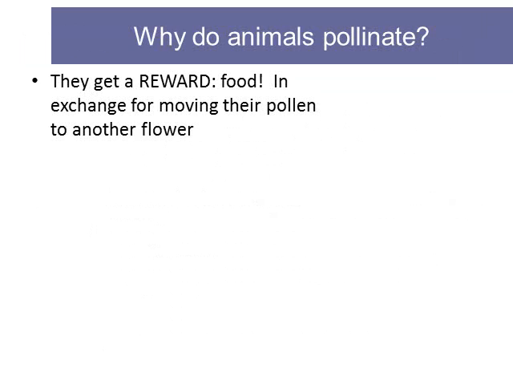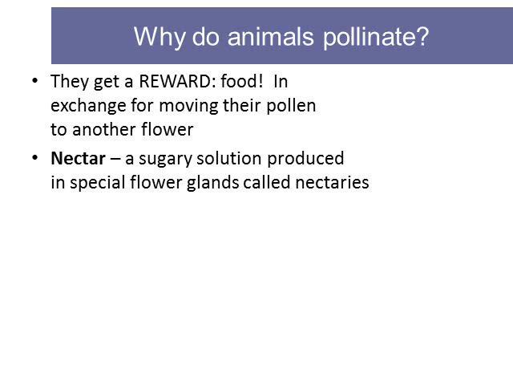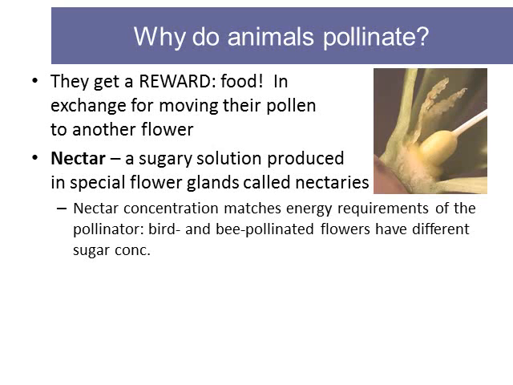So why do animals pollinate? Well, they get a reward in exchange for moving their pollen to another flower. That reward is nectar, a sugary solution produced in special flower glands called nectaries. You may have seen hummingbirds trying to get nectar out of these very deep flowers. Nectar concentration matches the energy requirements of the pollinator. So bird and bee pollinated flowers have different sugar concentrations than each other. A bird will maybe have a higher sugar content, while the bees will only have a little bit of sugar.